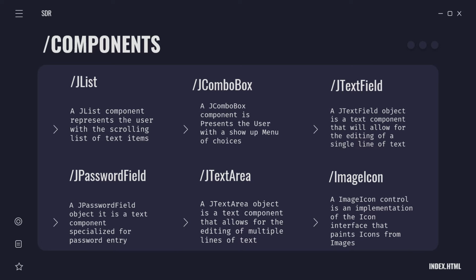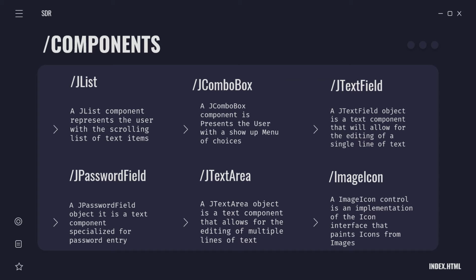A JList provides the user with a list of options to choose from, while a JComboBox is a combination of lists presented to the user to select a set of values to give a full value, like choosing a date or choosing a year for date of birth, etc.